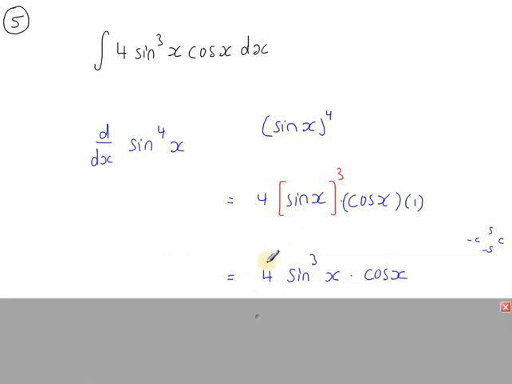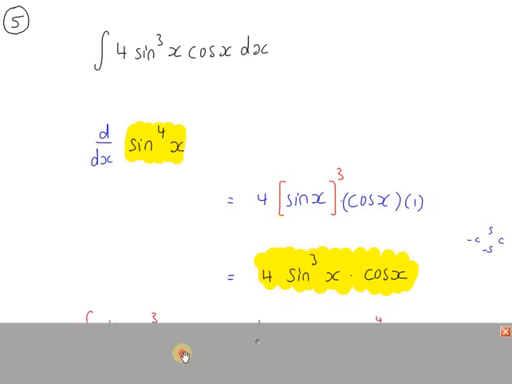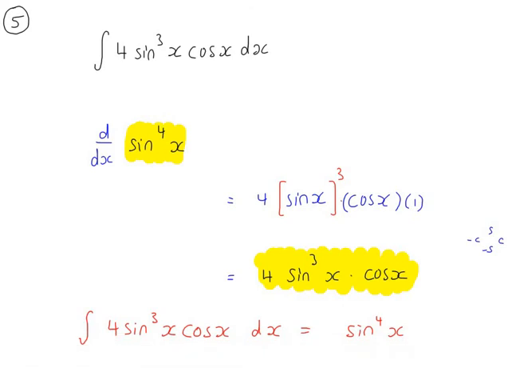And this time no adjustment is required because this result is identical to this. So what we have is, if I differentiate sine x to the power of 4, I'll get 4 sine cubed x cos x. Now in reverse order, if I integrate 4 sine cubed x cos x, I will get sine x to the power of 4 plus a constant.